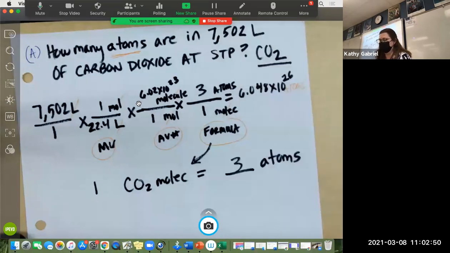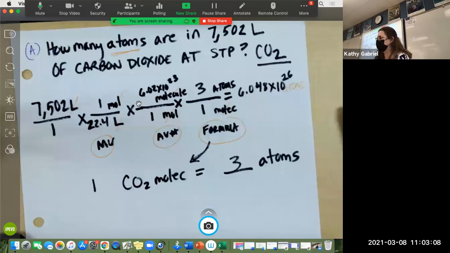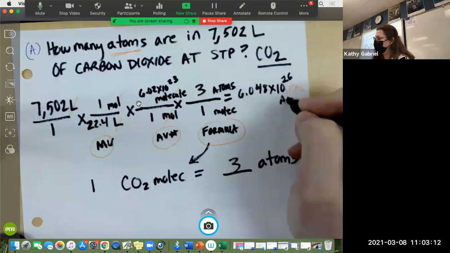I always calculate it twice, so let me do that one more time. All right, I got it again. And since 7502 liters had 4 sig figs, I put 4 sig figs on my answer, and I always make sure I have a unit.